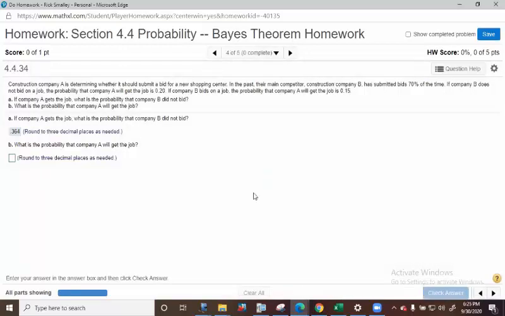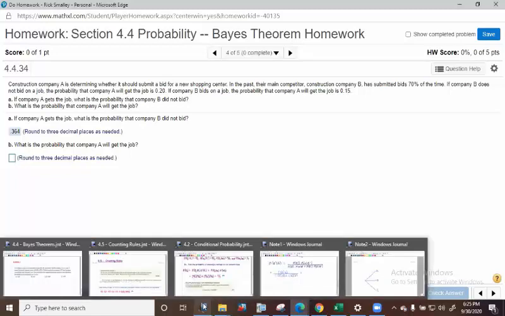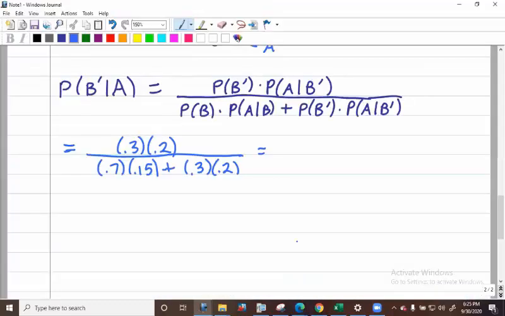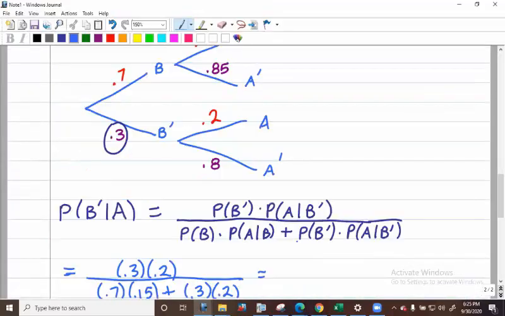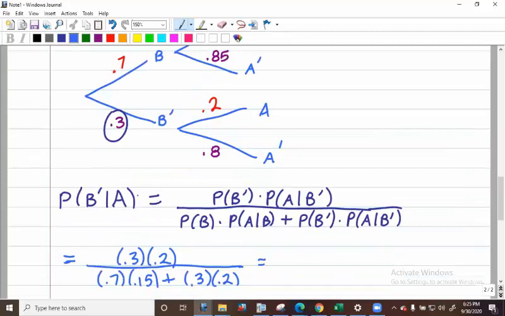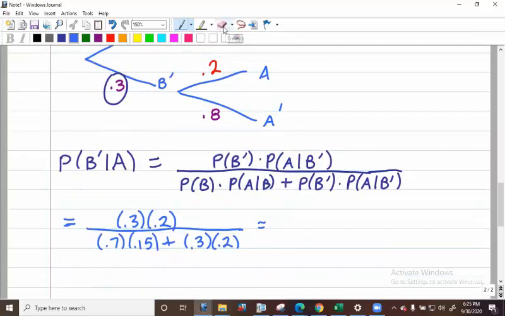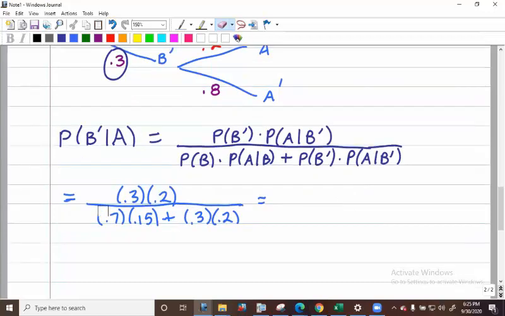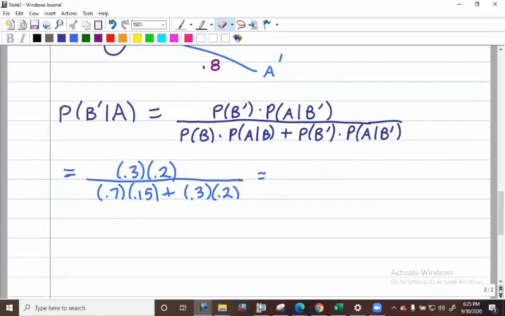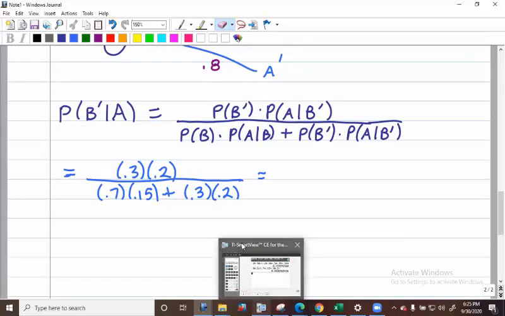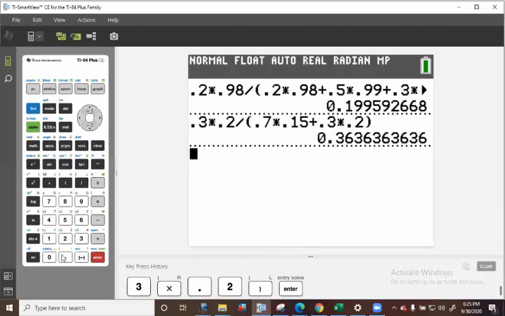What is the probability that just company A will get the job? That's kind of an odd question. I don't really see the point of asking that. But actually, that's the denominator. So this is the probability of A, all the stuff that leads to A on the bottom. So it's just the bottom part. I'll humor them here. So I'm just going to do the 0.7 times 0.15.